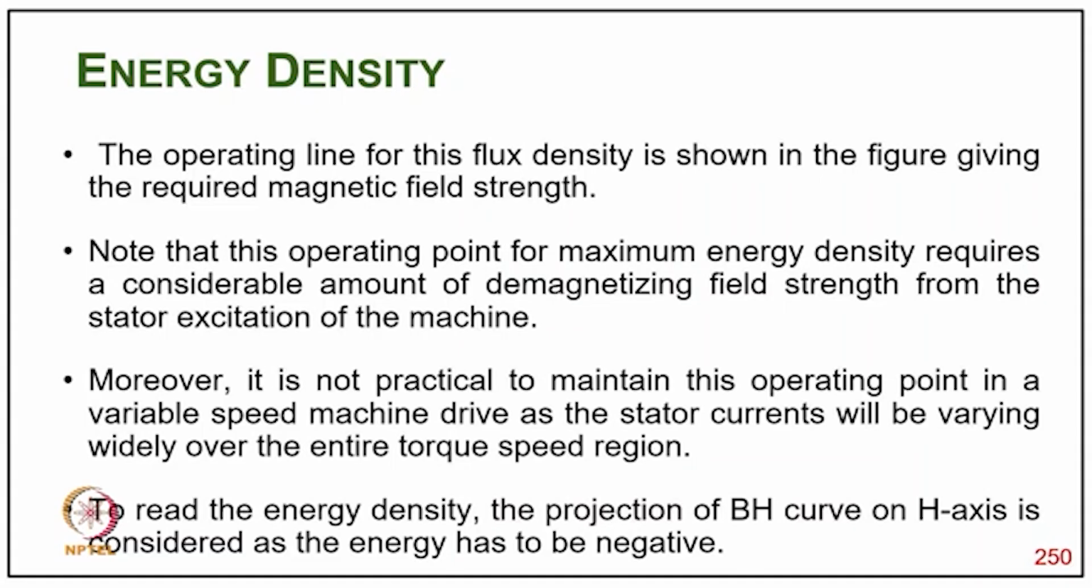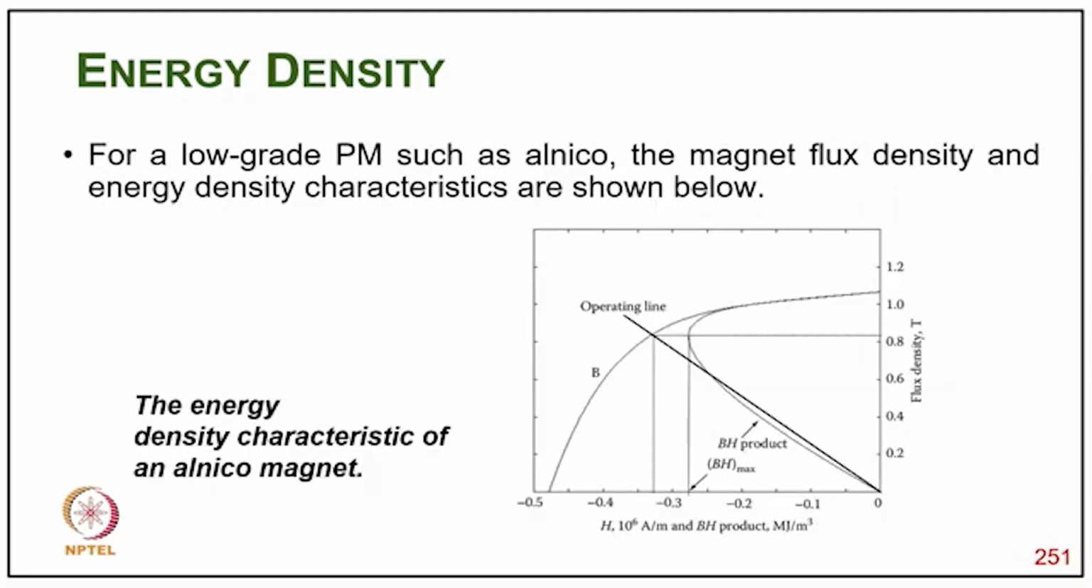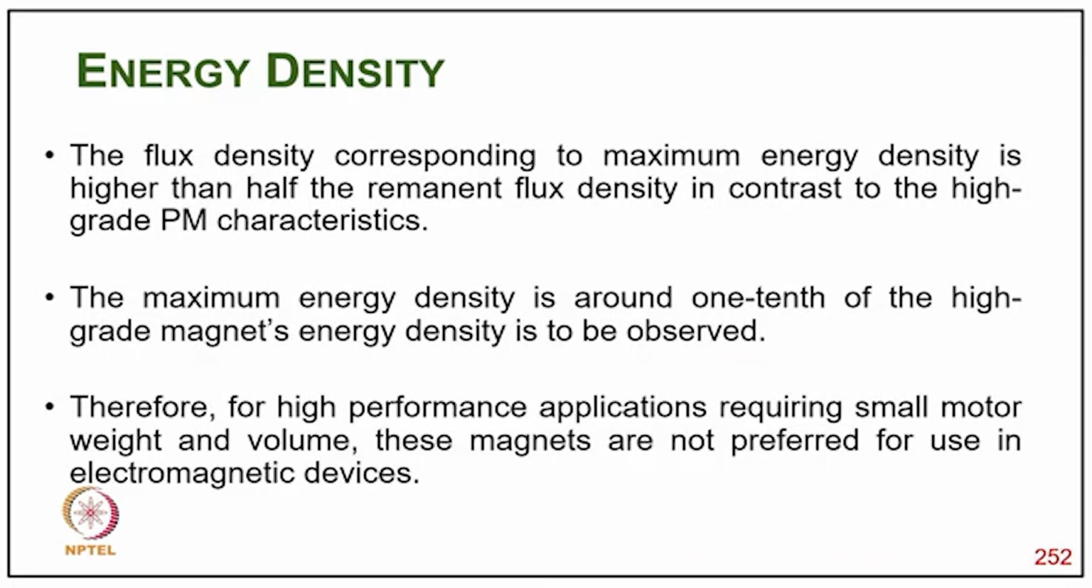To read the energy density, the projection of the BH curve on the H axis is constructed, as the energy is negative, as you can see here. For low grade PM such as Alnico, the magnetic flux density and energy density characteristics are shown here. The magnetic energy density peak is higher than half of the remnant flux density, in contrast to the higher grade permanent magnet characteristic. The maximum energy density is around 1/10 of the high grade magnet energy density. Therefore, for high performance applications requiring smaller motor weight and volume, these magnets are not preferred.